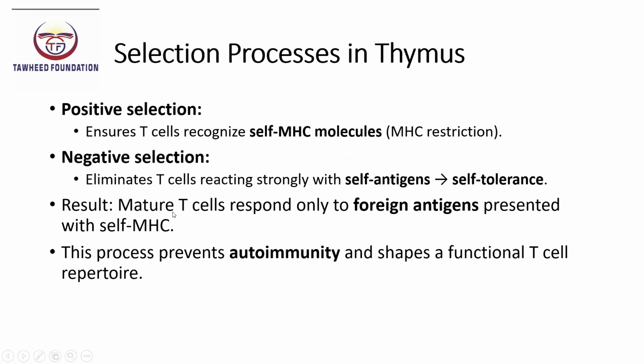Next is selection process in thymus. The thymus performs positive and negative selection to generate functional self-tolerant T cells. Positive selection and negative selection. Positive selection ensures T cells can recognize self-MHC molecules. Negative selection eliminates T cells that react strongly to self-antigens, preventing autoimmunity. The result is a repertoire of T cells that are MHC restricted and ready to respond specifically to foreign antigens.